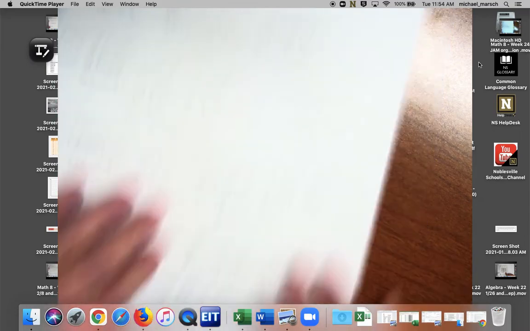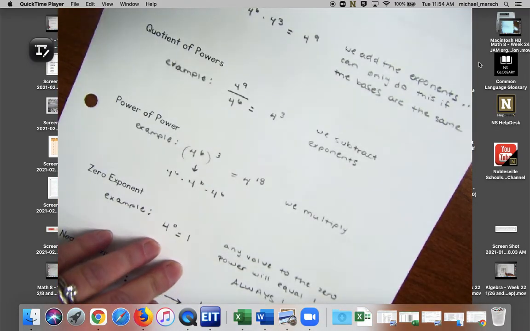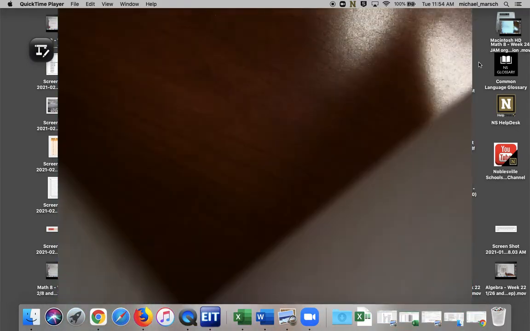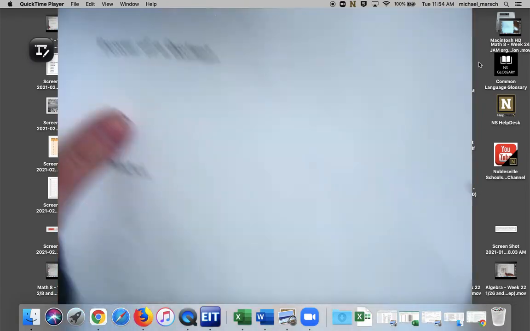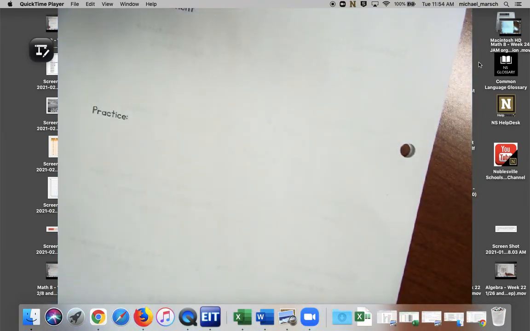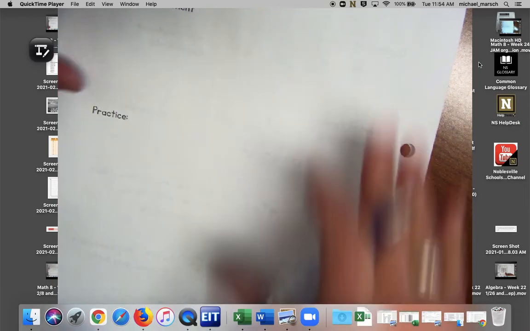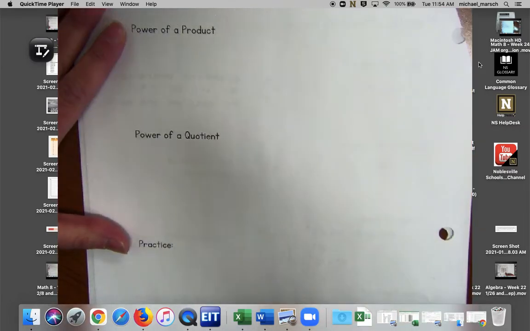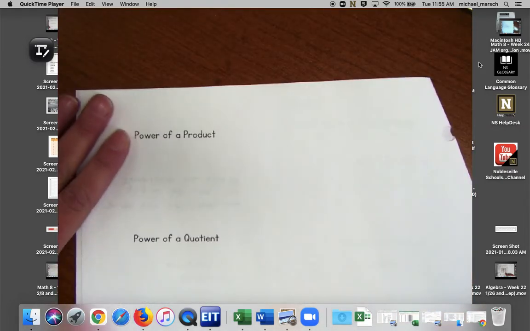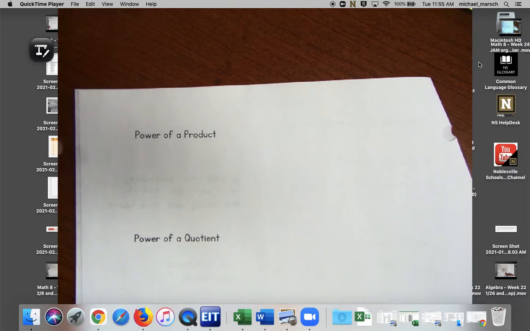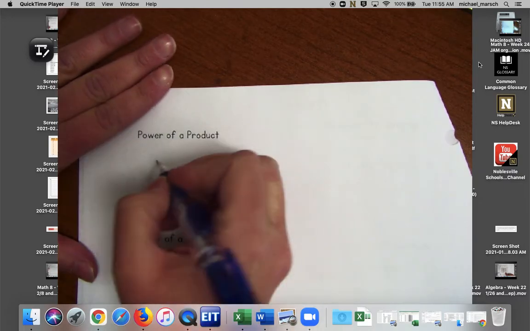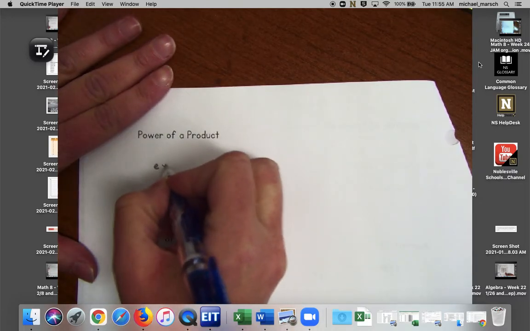Okay, so there's that. Let's move on to our next page. Power of a product. Now, some people yesterday wanted to be like, Mrs. Marsh, you could just do this and this first, and I get that, but we're not going to simplify early because I don't want you guys to do that in your work. So I don't want you to have a bad habit. So power of a product.